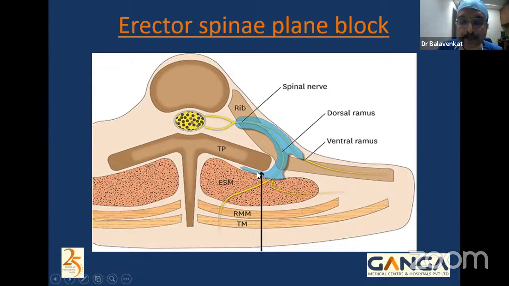Now, predominantly, it works on the dorsal rami. But when the volume increases, it seeps in and also covers the ventral ramus. That's why there are a lot of publications which are coming in using ESP even for surgeries involving the anterior abdominal region.